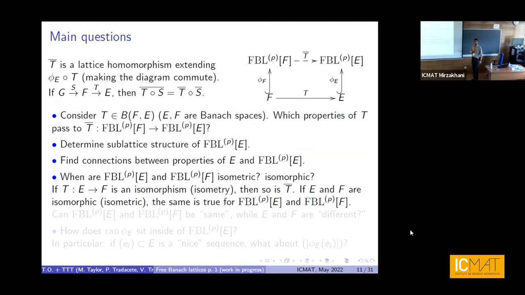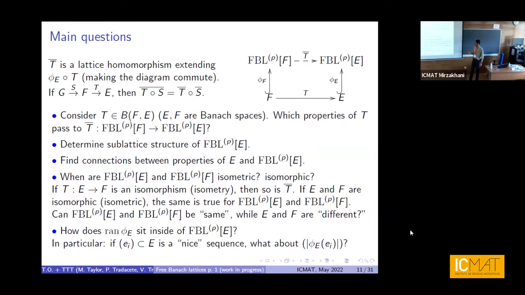And therefore, if E and F are the same in some sense, then the same is true for the corresponding free Banach lattices. But the question is, can it happen that the free Banach lattices are the same, but the spaces are different? And the last question, which I think is worth, well, at least I included it in the slides, is what can we say about the position of the range of this embedding phi inside of the free Banach lattices?